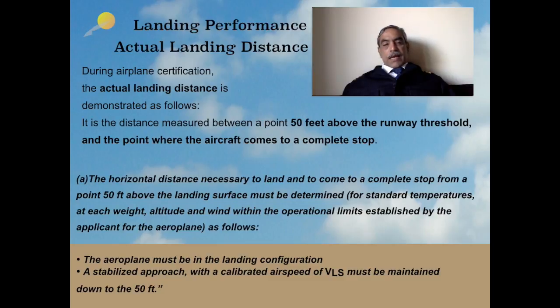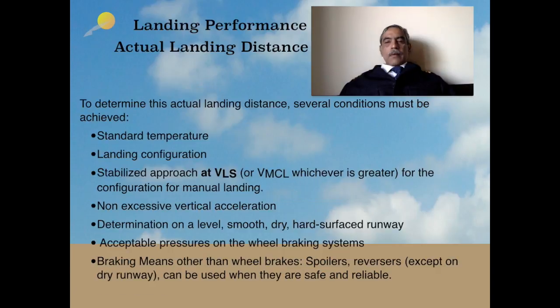Of course, the airplane must be in landing configuration and the approach must be stabilized. That's what is the required condition. Okay, demonstration of landing performance, as I told you, it has to meet several other requirements. It has to be standard temperature, the landing configuration has to be correct. The stabilized approach at VLS or VMCL. VMCL is a minimum climb limit speed for the configuration for a manual landing. The nuances of manual landing and auto landing we will see towards the end of the lesson.